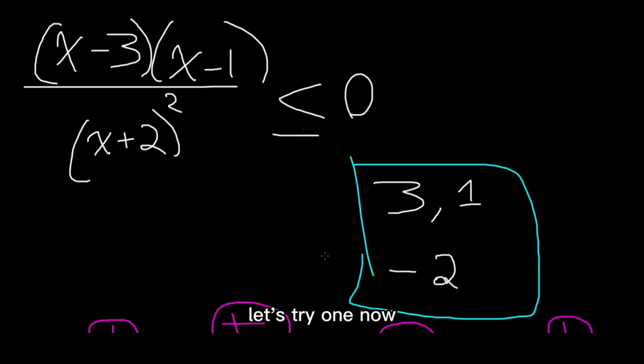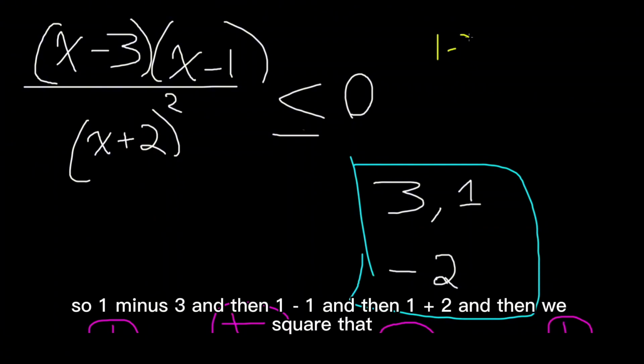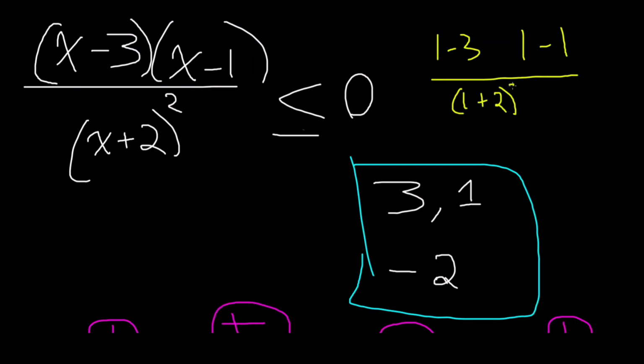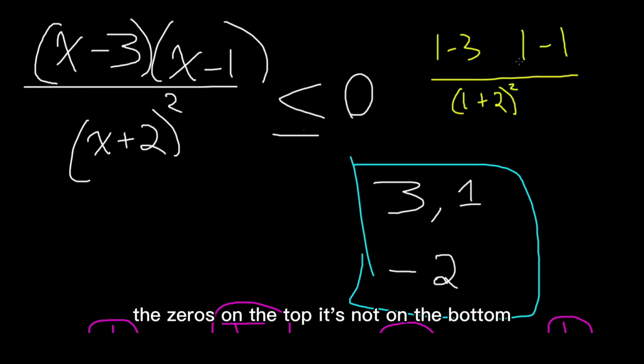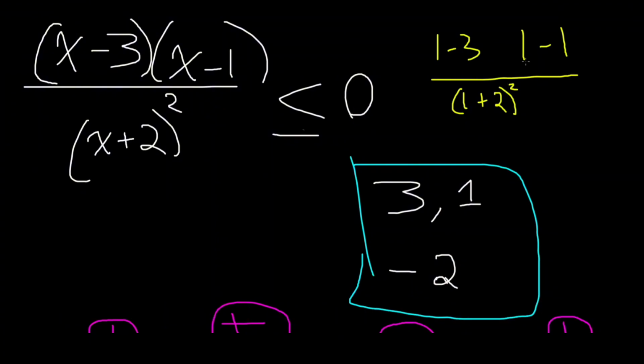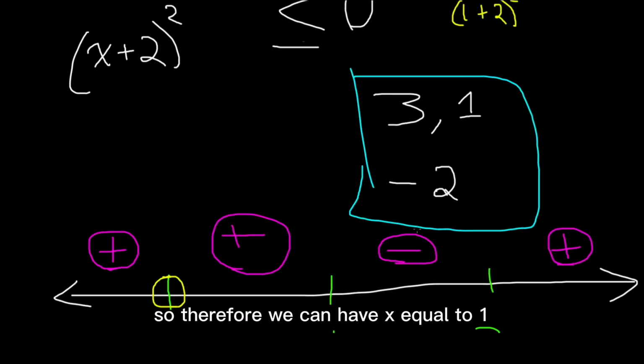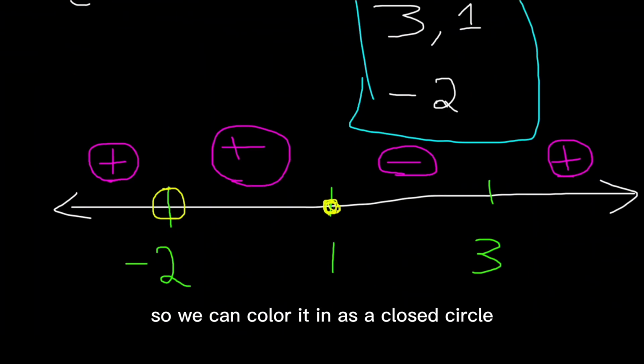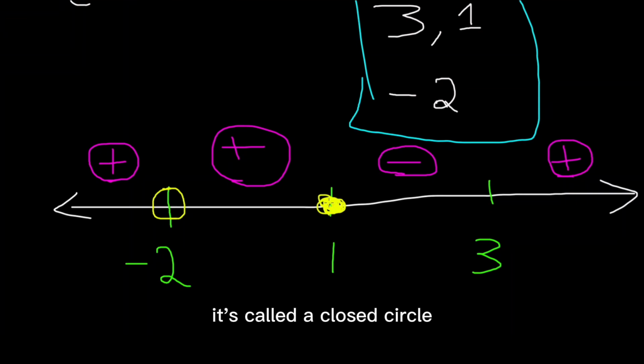Let's try 1 now. 1 minus 3. So 1 minus 3. And then 1 minus 1. And then 1 plus 2. And then we square that. So even though 1 minus 1 is 0, the 0 is on the top. It's not on the bottom. So it's okay if it's on the top, because then 0 divided by anything will be 0. It won't be undefined. So therefore, we can have x equal to 1. So we can color it in as a closed circle. This is called a closed circle.